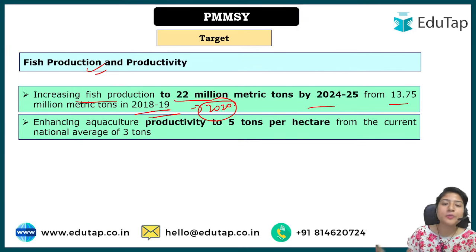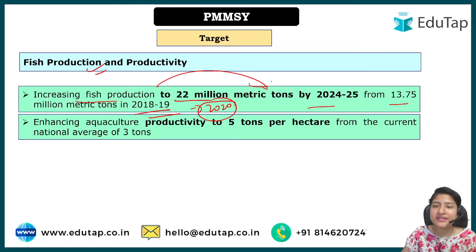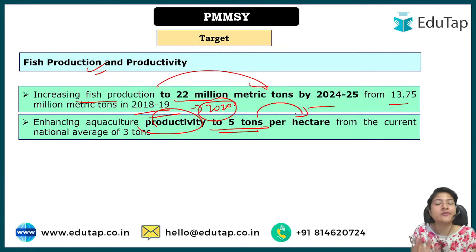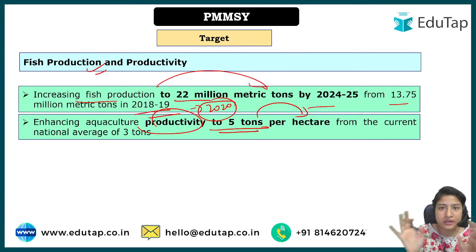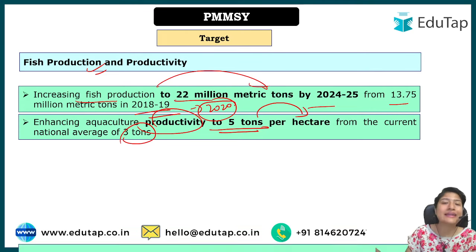Another thing is about productivity also. So production तो इतना बढ़ना चाहिए, but productivity should also increase. That should be up to 5 ton per hectare. So from per hectare, from every hectare there should be production of 5 ton of the fishery sector, whatever be the cultivation that we will be doing. ठीक है, अभी कितना है? अभी ये 3 ton है. We have to increase it to 5 ton.